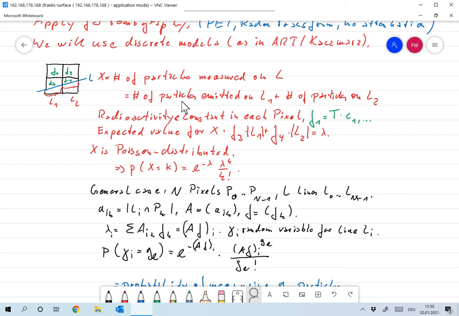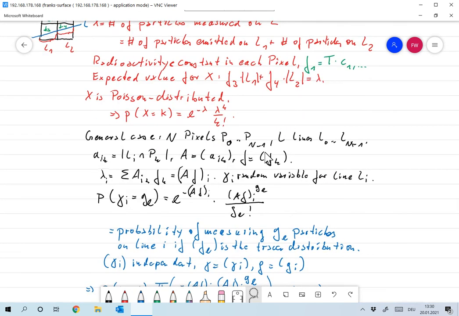So that's the expected value for x. But x is the number of particles measured or emitted on a line, so as we just saw, this is Poisson distributed. The probability that x is k, that we measure exactly k decays on that line, is e to the minus lambda, lambda to the k over k factorial. And since the expected value of x is lambda, this is exactly the lambda that we have up here. So now we know how that one is distributed. And let me do that for a general case.